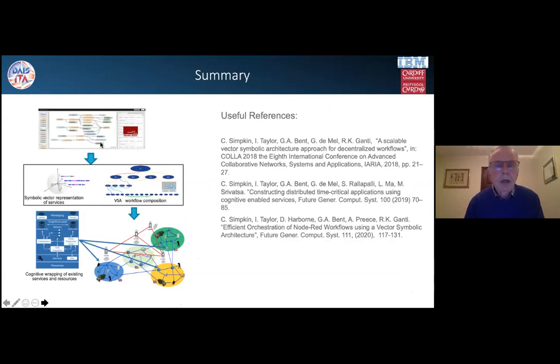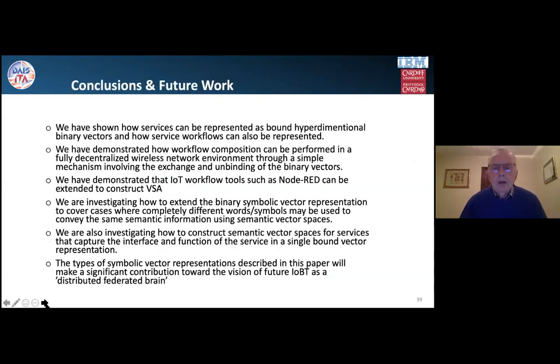And if you want to know more details about how all this works, I've put some useful references here for the papers that go into all the details of how all this processing works, and in particular, how this layer that sits on top of the services has to operate to handle the vectors in terms of listening for them, receiving them, recognizing that they're the same service, being accepted, unbinding the vector and retransmitting.